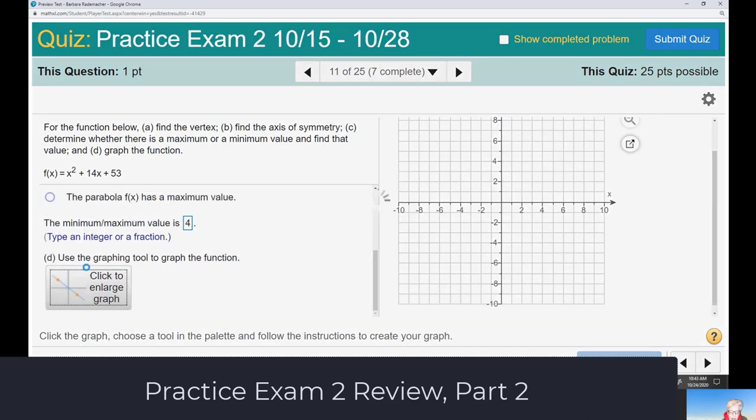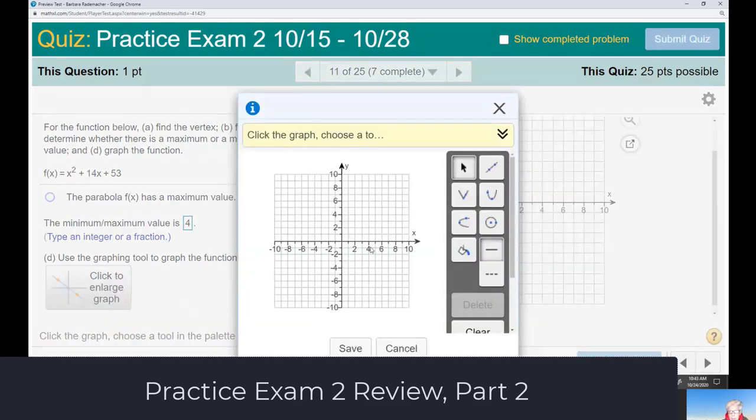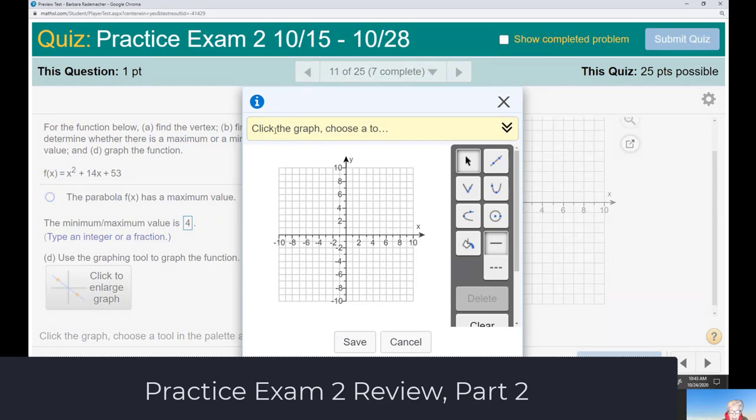Okay, click to enlarge graph. It's not enlarged, but oh well. Click the graph to choose 2. Can we get bigger? Okay, well, there. And now I'm going to plot the first point, which is negative 7, 4. So that's negative 6, 4, negative 7, 4. Click.